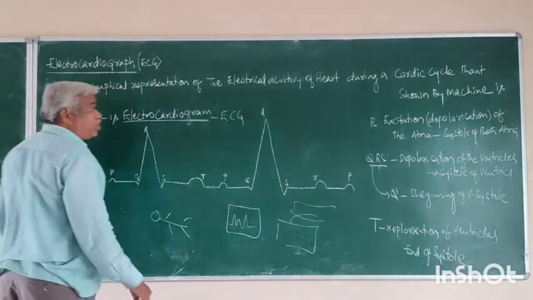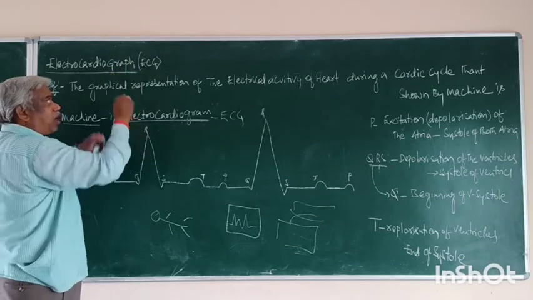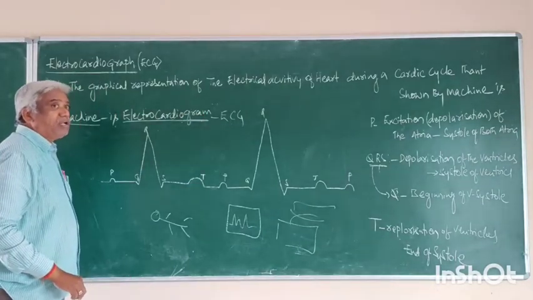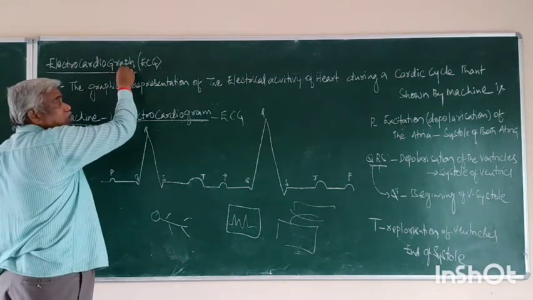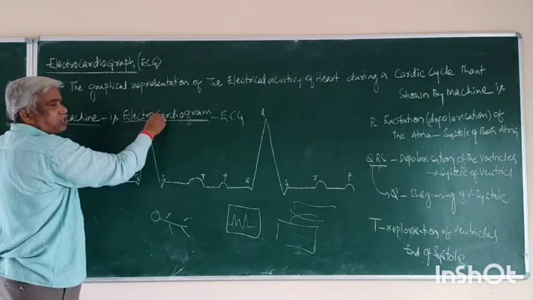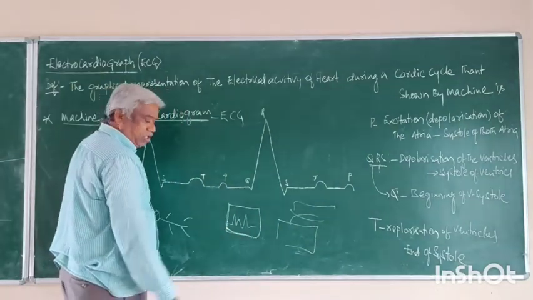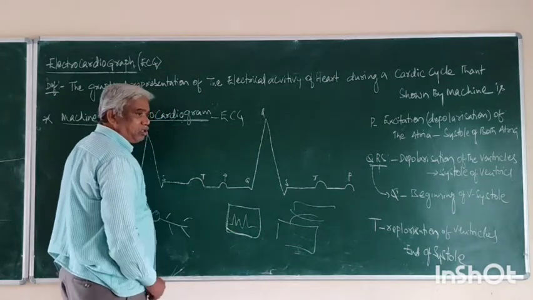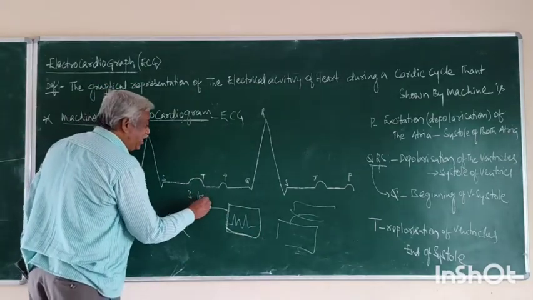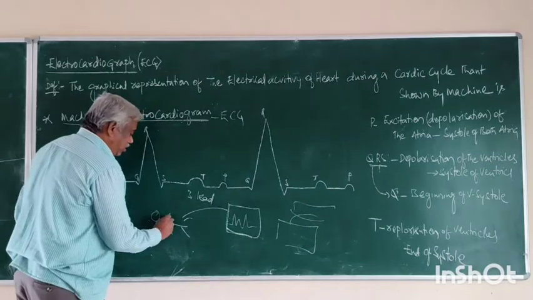When you want this graph, the graph is called the electrocardiogram. In this graph the doctor sees whether it is proper functioning or not. This is the graph, the name is electrocardiogram. This graph is produced by the machine, and the machine is called the electrocardiograph. A little bit of difference, right? This is not a micrometer, it is a machine. This machine is connected to the patient by three leads, three connections.